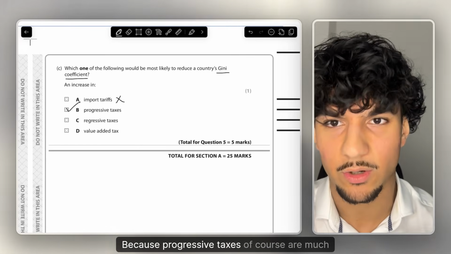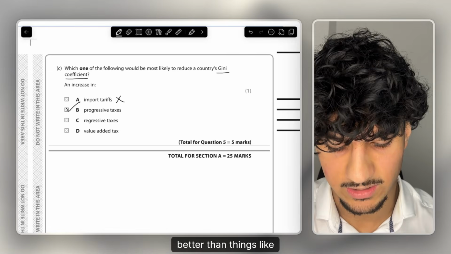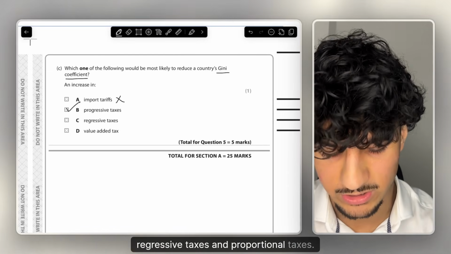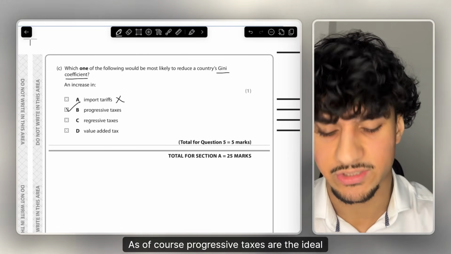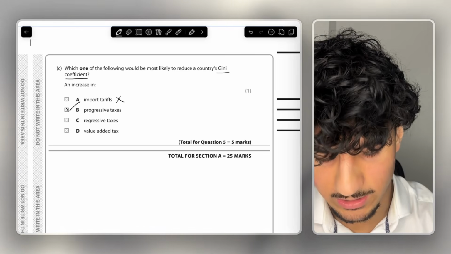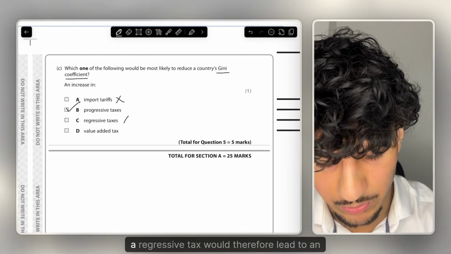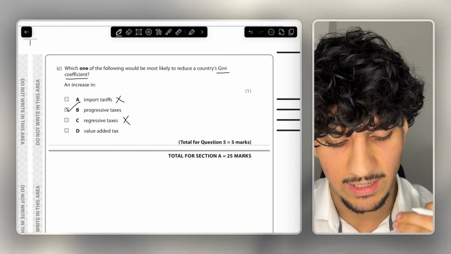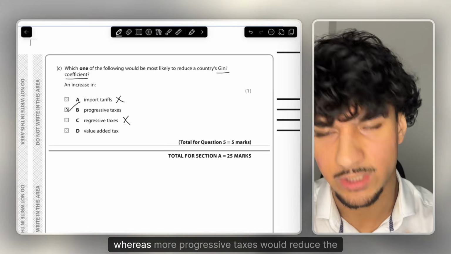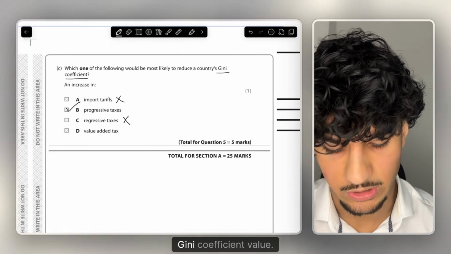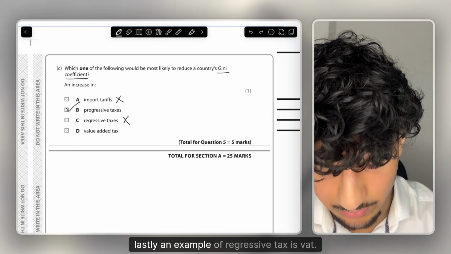Why? Because progressive taxes, of course, are much better than things like regressive taxes and proportional taxes. Progressive taxes are the ideal scenario, whereas, as the next option suggests, a regressive tax would lead to an increase in the Gini coefficient value, whereas more progressive taxes would reduce the Gini coefficient value. Then lastly, an example of a regressive tax is VAT.